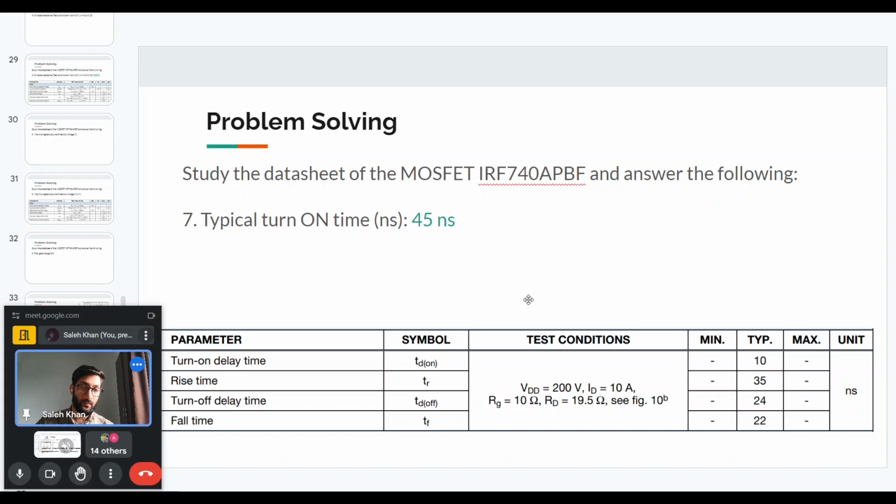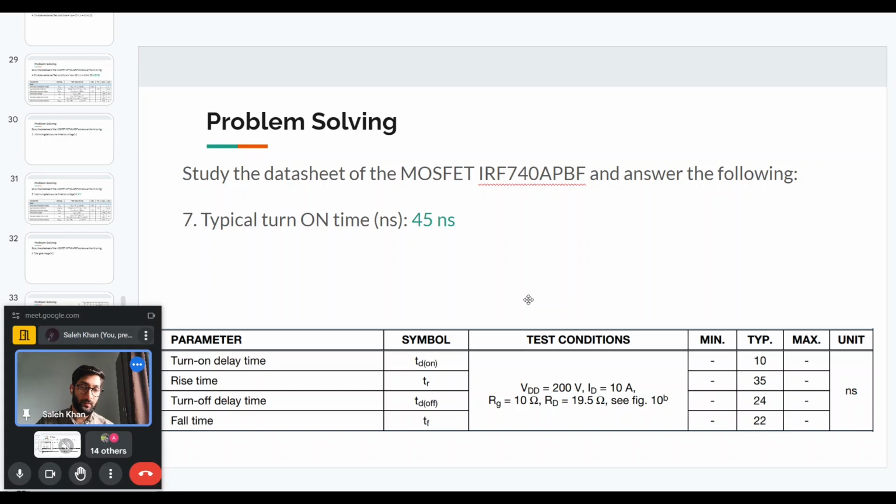But the question is asking us basically about the input capacitance. So we don't need to go to the graph. We will take the value given in the table because the question is not specifying any condition, any gate source voltage or drain source voltage. So we'll just give the value that is given in the table. So it is 1030 picofarad.